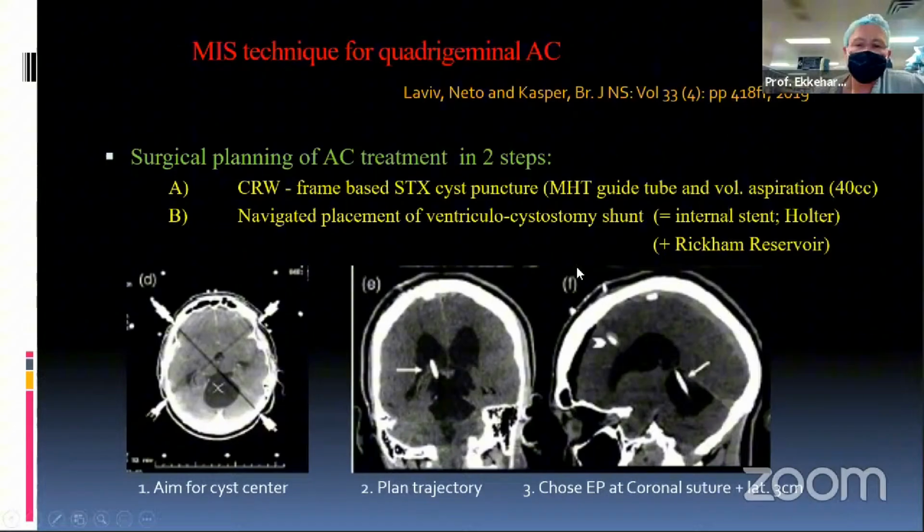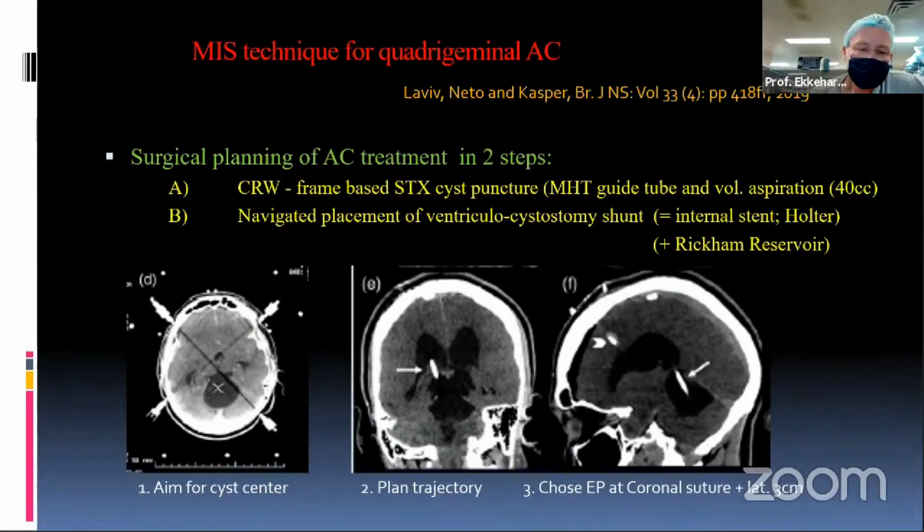So this is what we did for surgical planning. We planned this in 2 steps. We did a frame-based stereotactic cyst puncture first. Here you see the patient in the stereotactic frame. We aimed for the middle of the cyst and put a guide tube down from the top down, which is roughly at the coronal suture, 2.5 centimeters to the side.